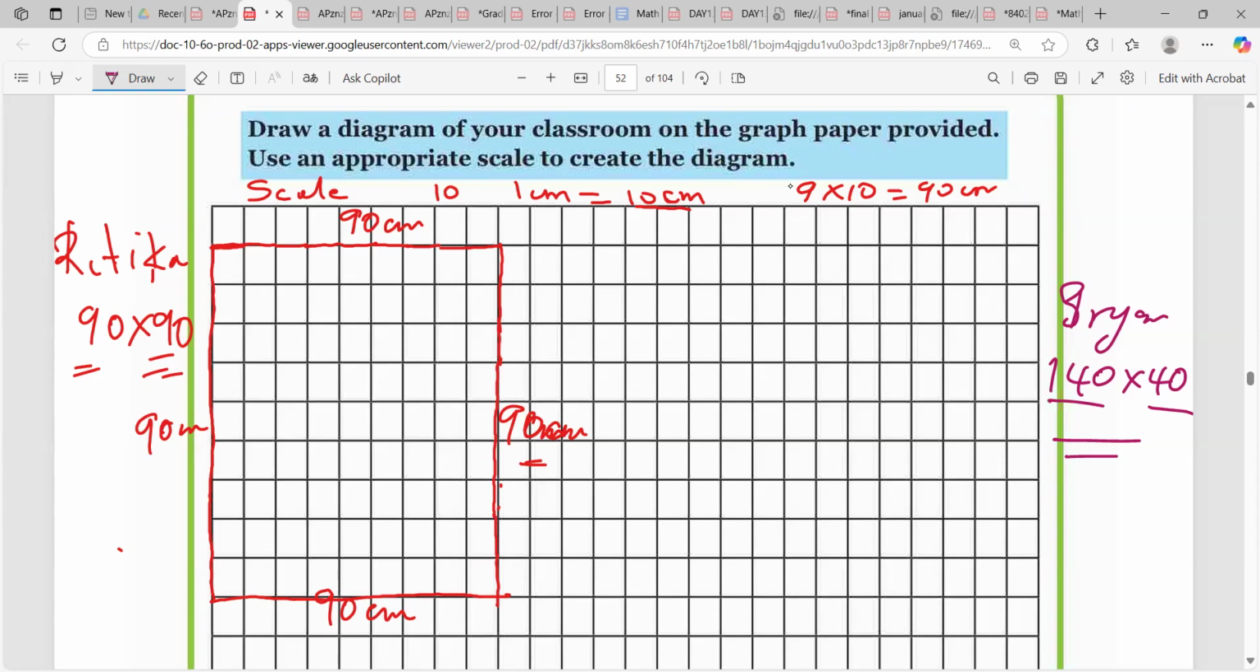All right, for the length, let me write this: if 1 centimeter is equal to 20 centimeter, how many would we need to go to 140? How many of these would we need to go to 140? All right. Somebody says 7. Tell them how you get 7, please. Sir, 7 times 20, you get 140.